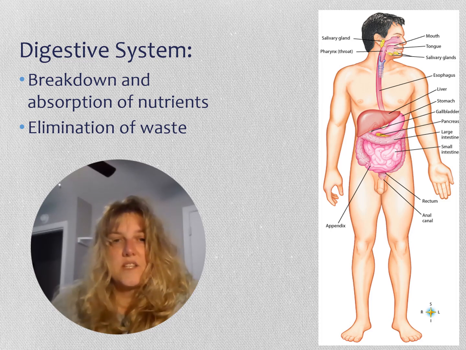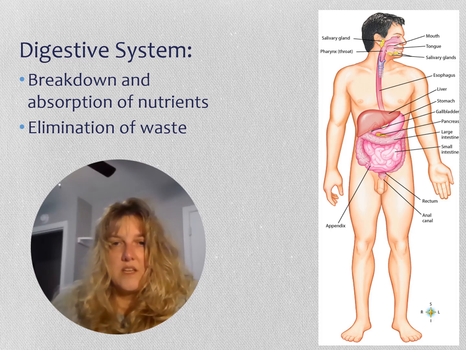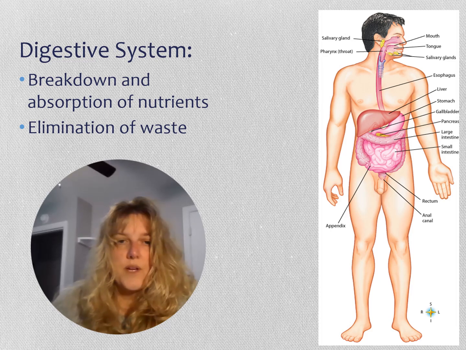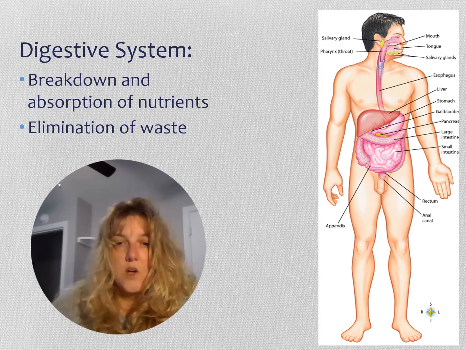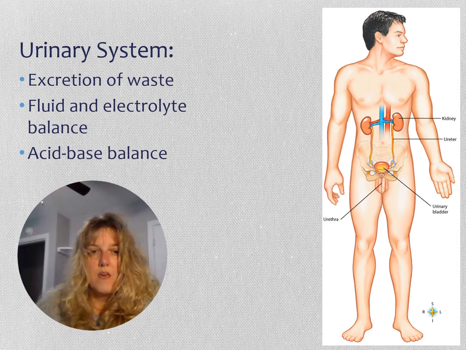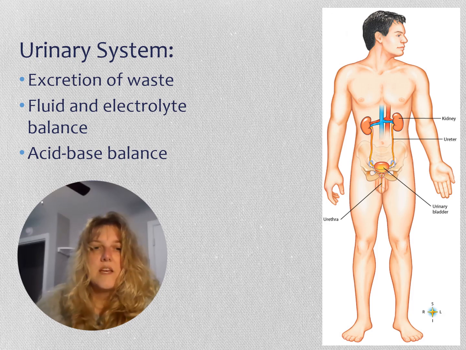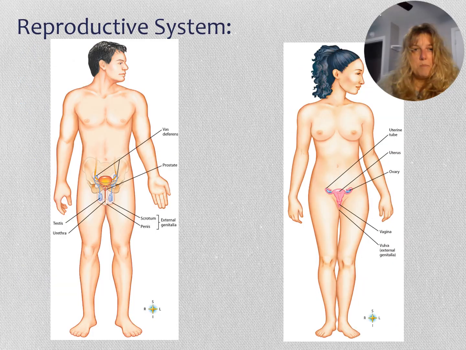And we have the digestive system. This is where we bring in food, break it down, absorb those nutrients, and then eliminate the things we don't need, or waste products. Then we have the urinary system, which is the excretion of waste in the form of fluids. This is where we maintain our fluid and electrolyte balance, also including our acid-base balance. We're going to talk about that from the metabolic standpoint in future lectures. And of course, we have the reproductive system. That's what allows us to continue to exist on this planet.